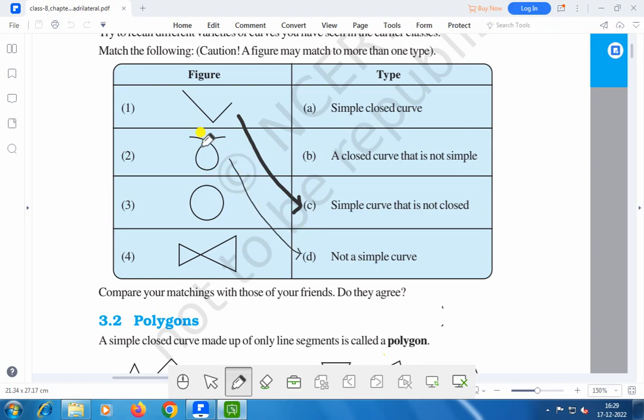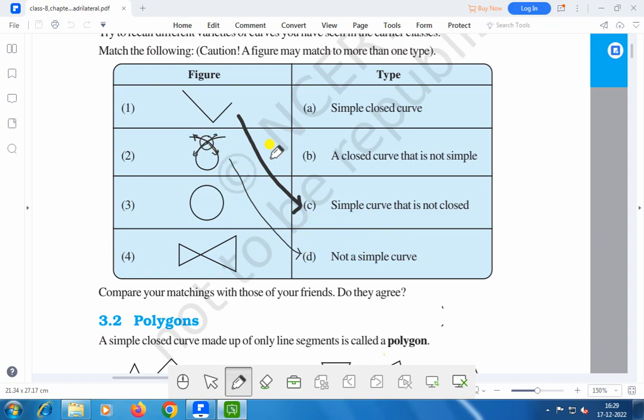Why non-simple? If you take a point, this point here, from this point you can go in 4 directions: 1, 2, 3, and 4. That means there are more than 2 directions, therefore it is a non-simple curve, or not a simple curve, right?